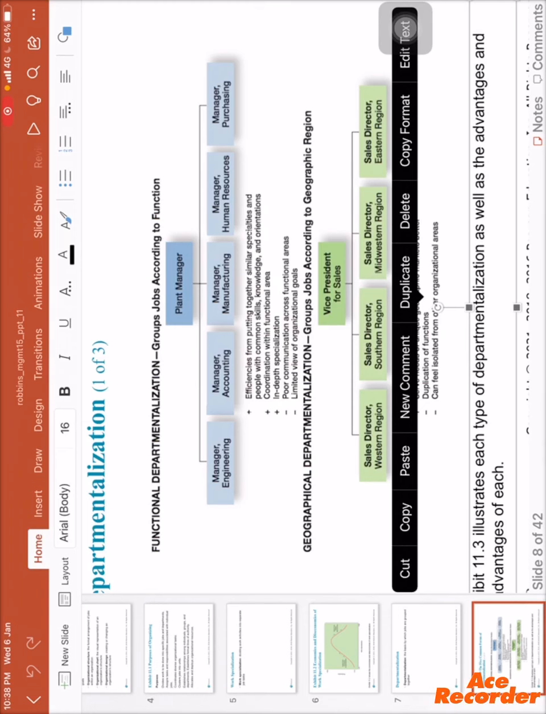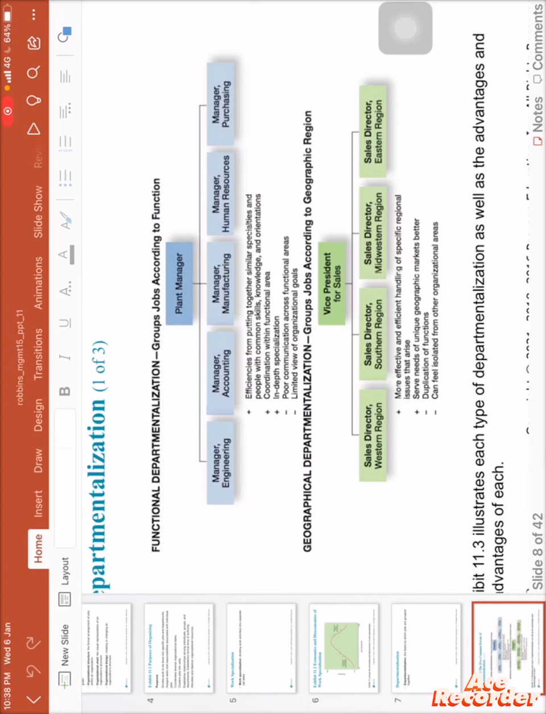Then the second one is, kita lihat kat sini adalah geographical departmentalized. So this one kalau kita lihat group jobs according to geographic region. So basically this one is for this structure based for apa ni MNC company, multinational company, where they have several branches around the world. So it might be they have a western region, southern region, mid-western region, or eastern region.